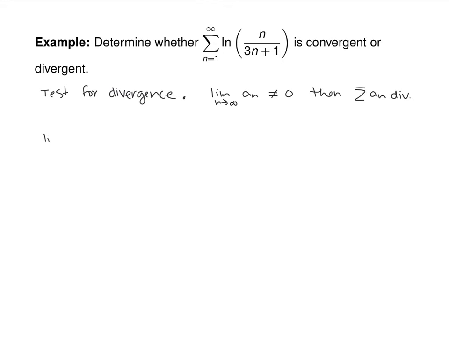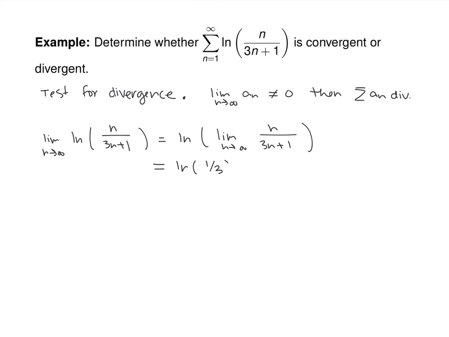So for this one, find the limit as n goes to infinity of natural log of n over 3n plus 1. Well, that limit can move inside the natural log because natural log is a continuous function. And as n goes to infinity, n over 3n plus 1 will go to 1/3. And ln of 1/3 is not equal to 0. So thus the series diverges by the test for divergence.